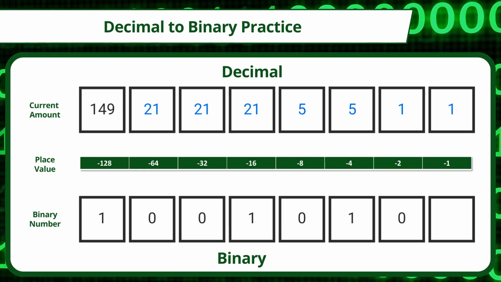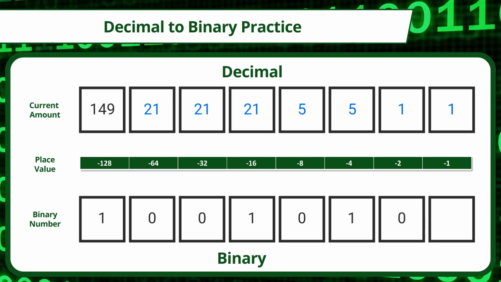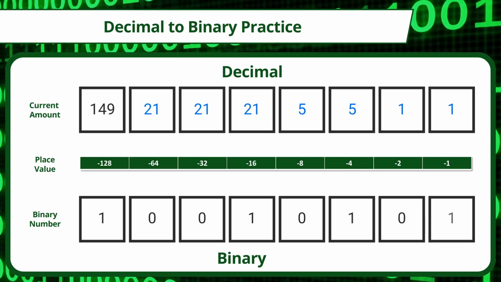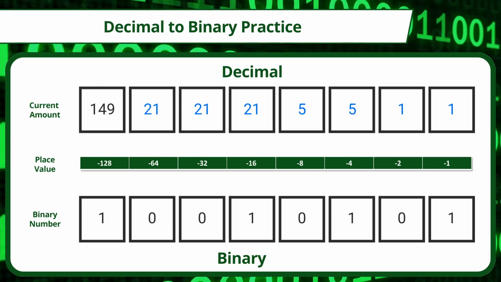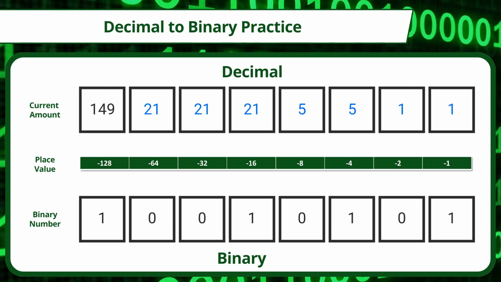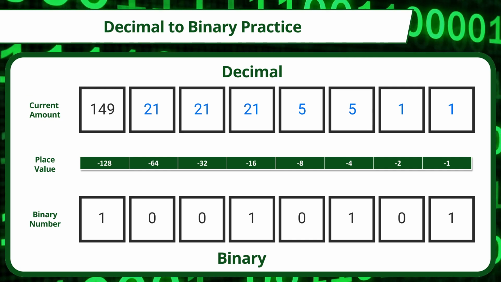And finally, we have the 1's place, where 1 fits into 1 perfectly. So we add a 1, subtract it, and now we're at 0 for our current amount. So the binary equivalent for our decimal number 149 is 100100101.